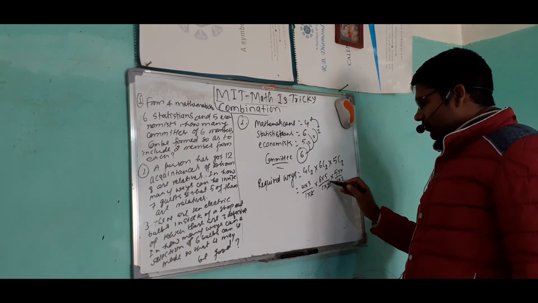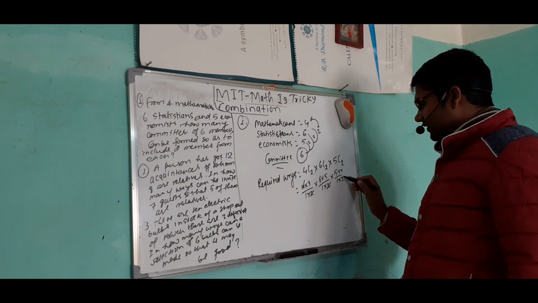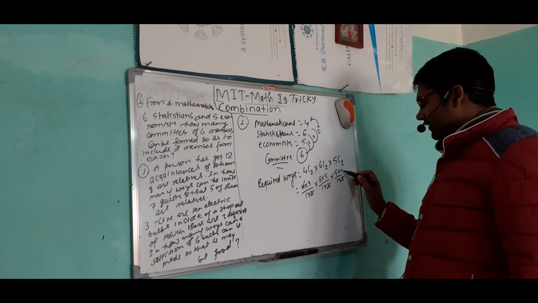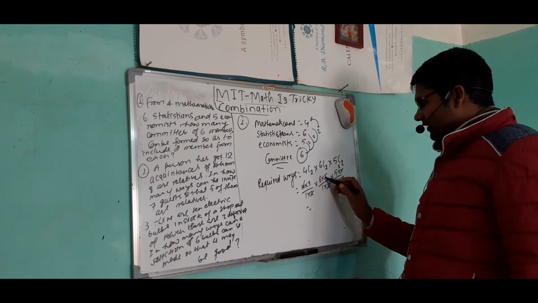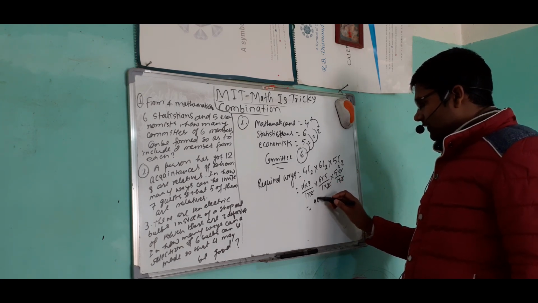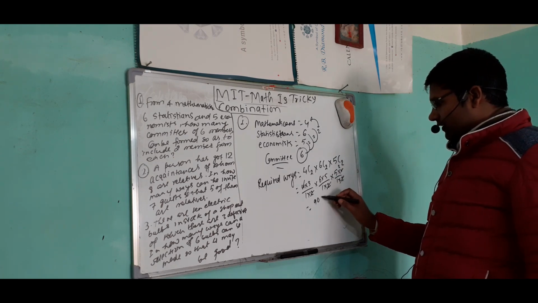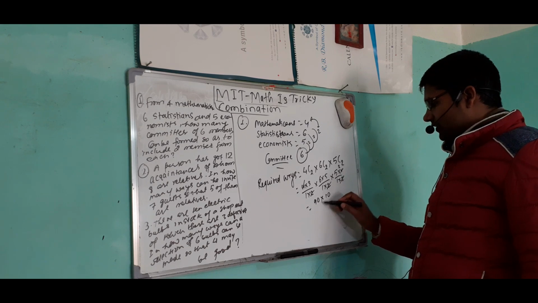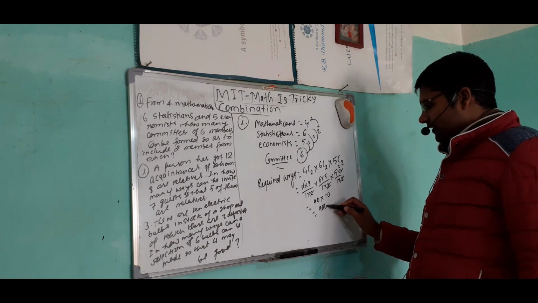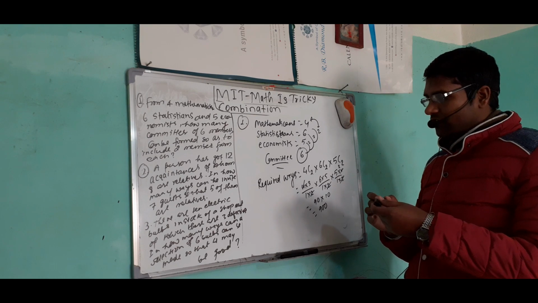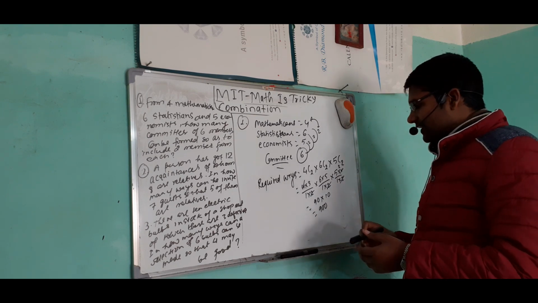So 2, 2, 4 cancel. Again here 2 and 2. So it is 10. So 6 into 15 is 90, and here 10, so the answer will be 900. It means the total number of required ways is 900.